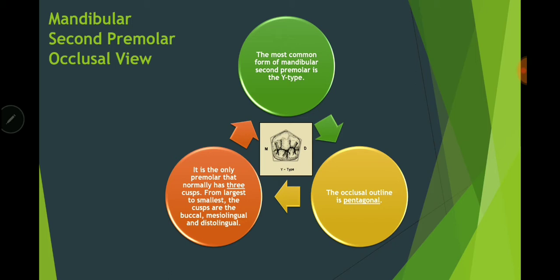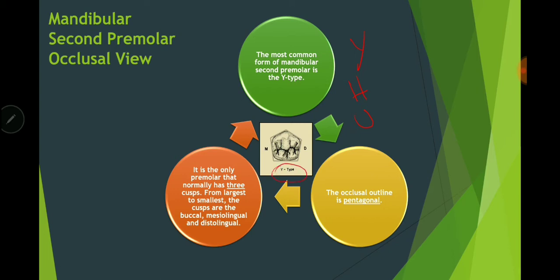And mandibular second premolar occlusal view. So the mandibular second premolar has 3 types. You have the Y type, the H type, and the U type. So which type is this one? Actually, it's already here. This is the Y type.